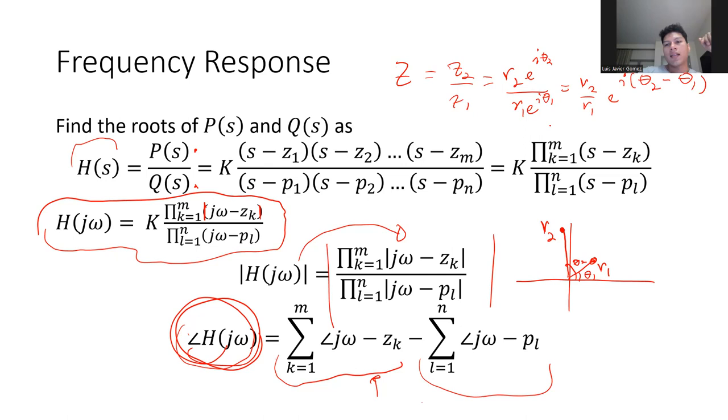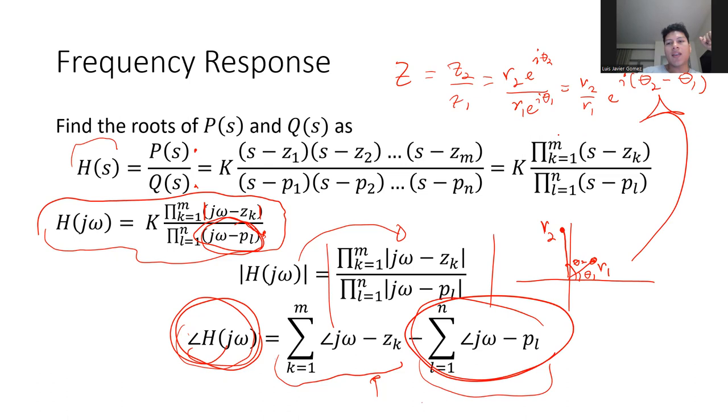And so here, all we're doing is applying this property over and over again to this ratio. We get that the angles of the denominator terms are subtracted from the angles of the numerator terms, and that's how we got this formula. And for the magnitudes, this is just the ratio of the magnitudes of the numerator and denominator. That's basically how we got these formulas.